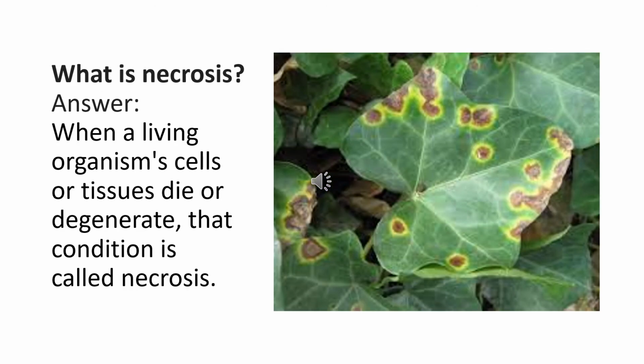Another one, that is necrosis. I already discussed it many times before, though I am telling you here. When a living organism's cells or tissues die or degenerate, that condition is called necrosis. Look at the picture. All the brown spotted parts, those cells or tissues are already dead. So that's why this kind of spot occurred in the leaves, and this is called necrosis.